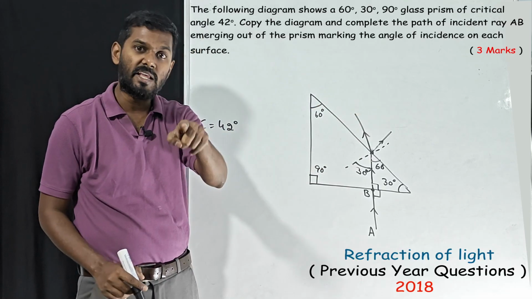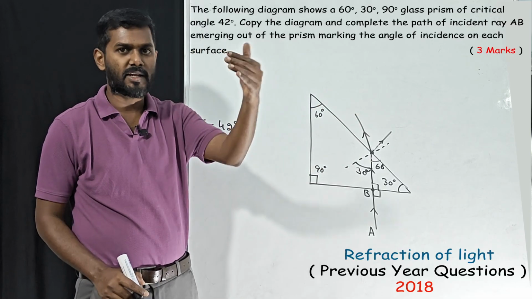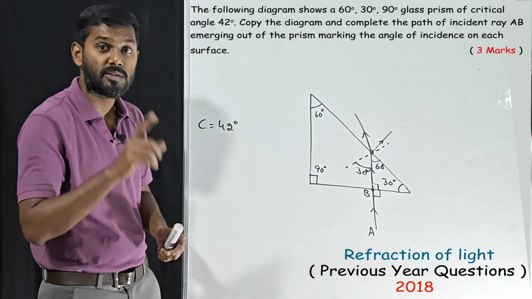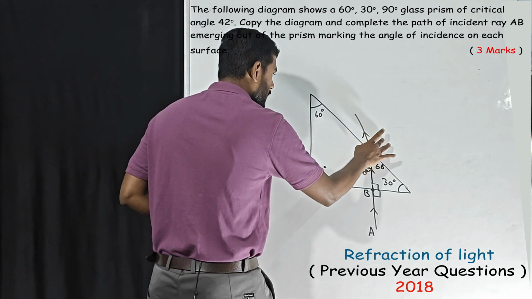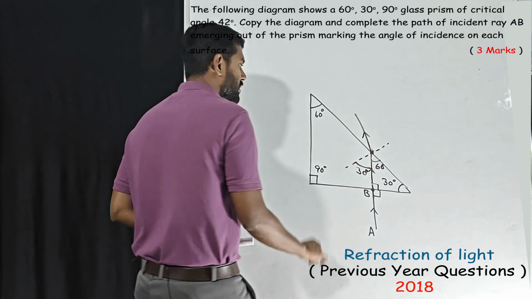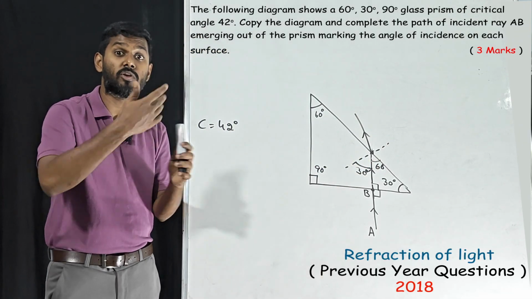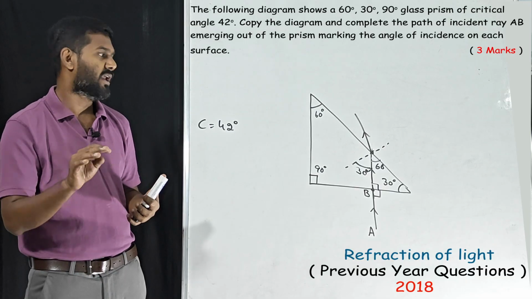Denser to rarer, speed increases, correct? Speed of light increases. If the speed of light increases, it moves away from the normal. This you should know. If it is moving away from the normal, this is also wrong. So this is the correct diagram. That's it. This is how you need to analyze during the exam.